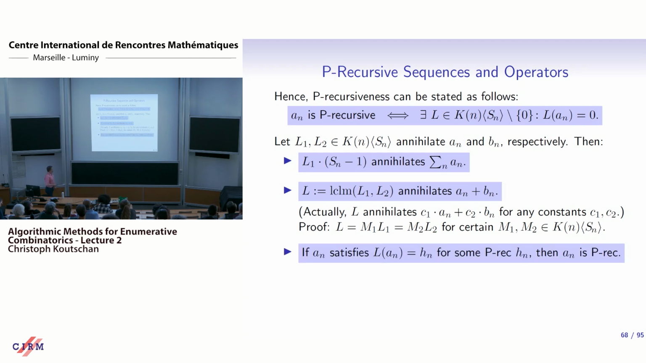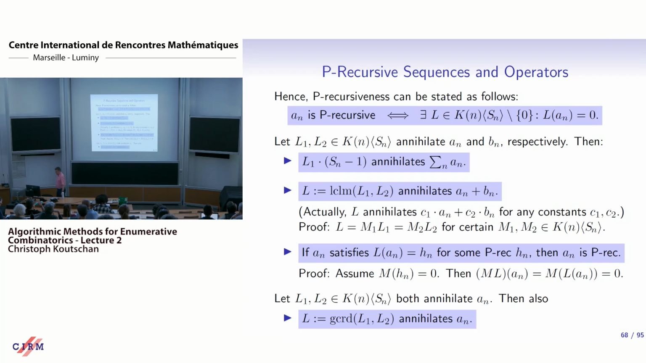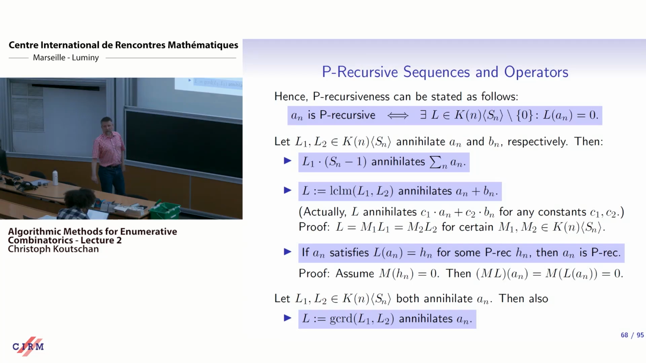If you have an inhomogeneous recurrence with right-hand side a p-recursive sequence h(n), then the sequence is also p-recursive by the same trick. You find the annihilator of the right-hand side, you multiply it to the operator of the recurrence, and you get a longer recurrence for the sequence that gives the homogeneous equation. And if you have two operators that annihilate the same sequence, their GCRD in that algebra gives another recurrence operator that annihilates the sequence.